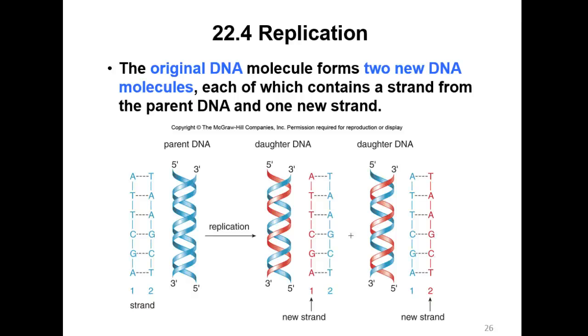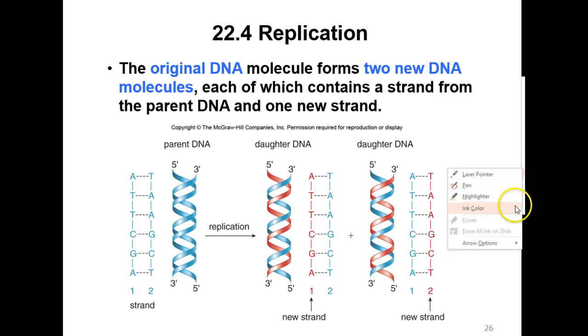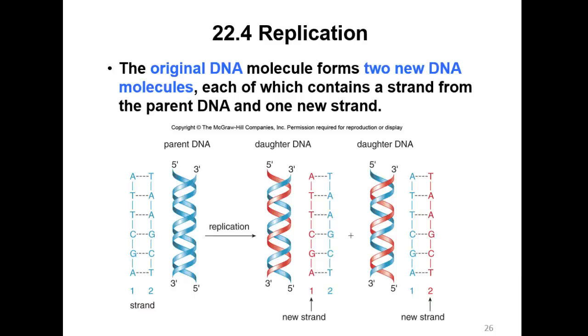All right, in section 22.4, we're going to talk about how DNA replicates itself. Basically, you have a parent DNA, which we talked about in the previous slide, that helps produce our daughter DNA, and the daughter DNA is the opposite of the parent. So if you have an A on the parent, it actually makes a T in the daughter.